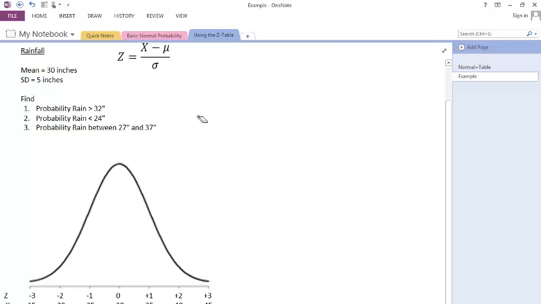The probability the rain is between 27 and 37 inches. Again, here's the 30 inches where z equals 0. 27 inches is going to be less than a standard deviation to the left, and 37 is going to be greater than a standard deviation to the right. So that's the area we want. Let's get the z-values.